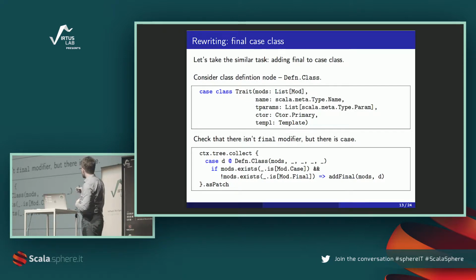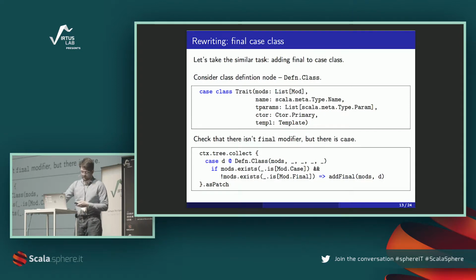And again, we write analysis of the code. So tree.collect, then match only on Defn.Class, retrieve the modifiers, and then check that modifiers indeed have a case modifier and don't have a final modifier, and then do the actual rewriting by the addFinal method. I will give the definition for that method in the next slide. And the last important note here is the asPatch method. It just combines the sequence of small patches into one, because we always need to return only one patch, not a sequence.